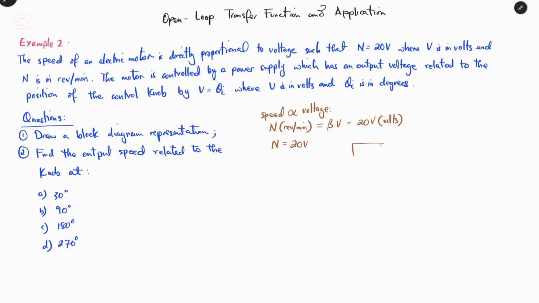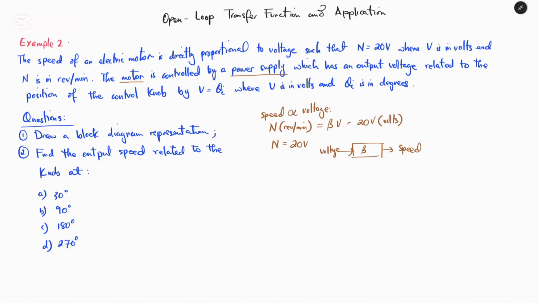When we draw a block diagram, we can see that the speed is the output, which is proportional to the voltage at the input, and we have beta, which is the gain of the system. Secondly, the motor is controlled by a power supply, which has an output voltage related to the position of the control knob by V equals theta I.